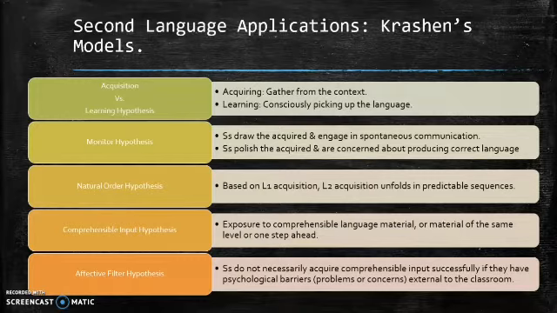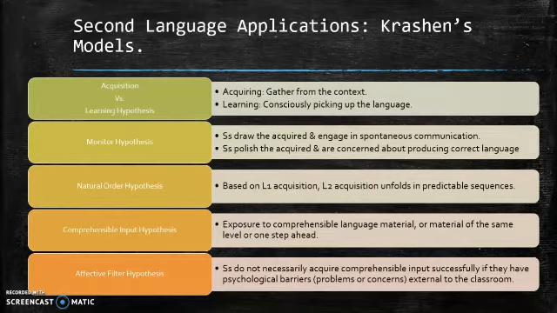Acquiring is gathered from the context, and learning is consciously picking up the language. For example, we acquire a word in a movie or probably in a book, and we try to implement it in our normal communication. But probably we do not understand that word really clearly. So learning will take the place. It will be the consciously picking up the language. It means that if we do not understand a word, we consciously, or voluntarily, go to the dictionary to find out what the word means. And then since we stick it up in our brains, we are learning it because we are conscious about it. We are conscious about the actions of taking a dictionary and paying attention to the meaning.